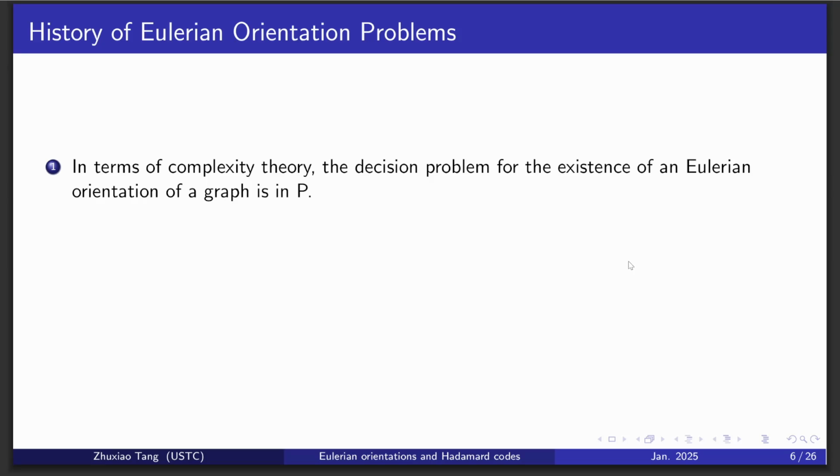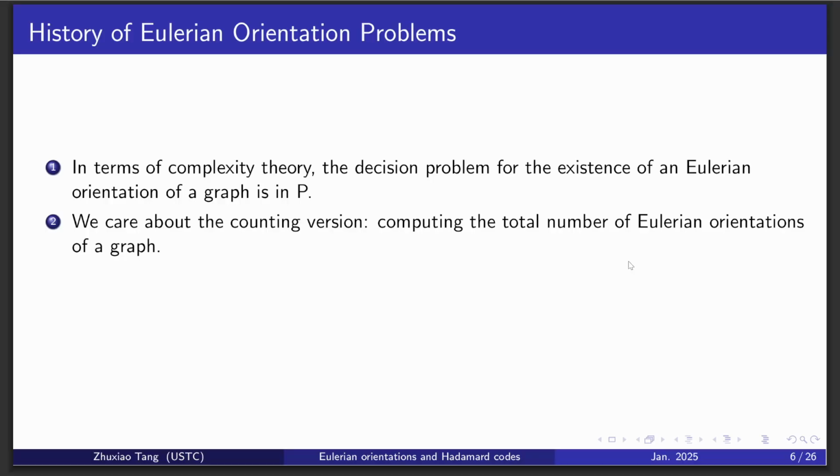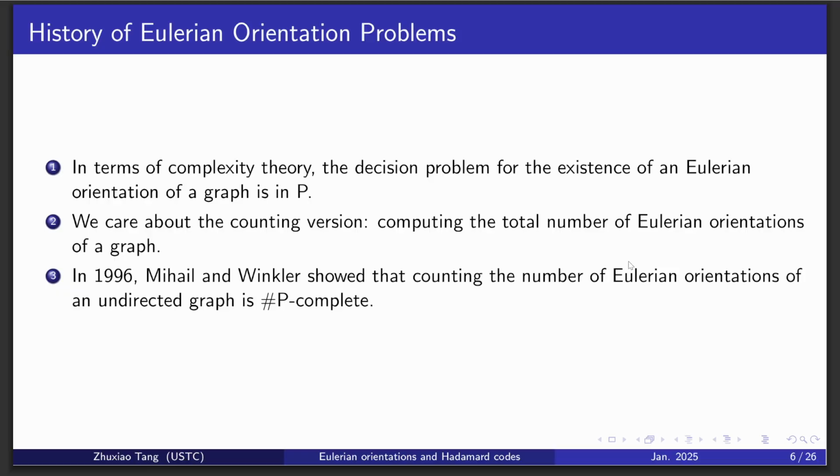In terms of complexity theory, the decision problem of the existence of an Eulerian orientation of a graph is in P, because we only need to check if every vertex has even degree. We also care about the counting version. We want to compute the total number of Eulerian orientations of a graph. In 1996, Mihail and Winkler proved that counting the number of Eulerian orientations of an undirected graph is #P-complete.